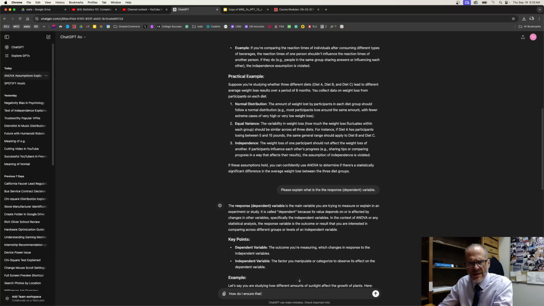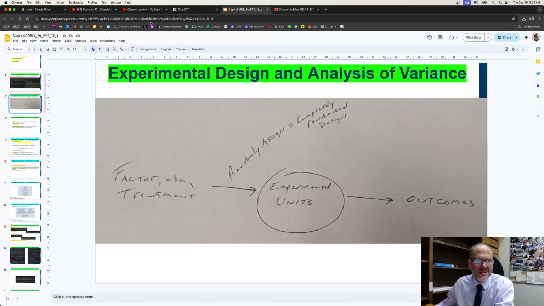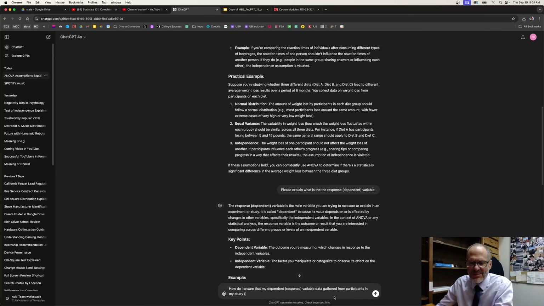How do I ensure that my dependent response variable data gathered from participants in my study, and we could call those, we have factors, we have treatments, and then I want to call them elements, but they were factors or treatments, and they were experimental units. That's what I think of people as. Treatments applied to participants in my study, my experimental units, right? Is that what they're called, really? That's just such a weird phrase. Experimental units.